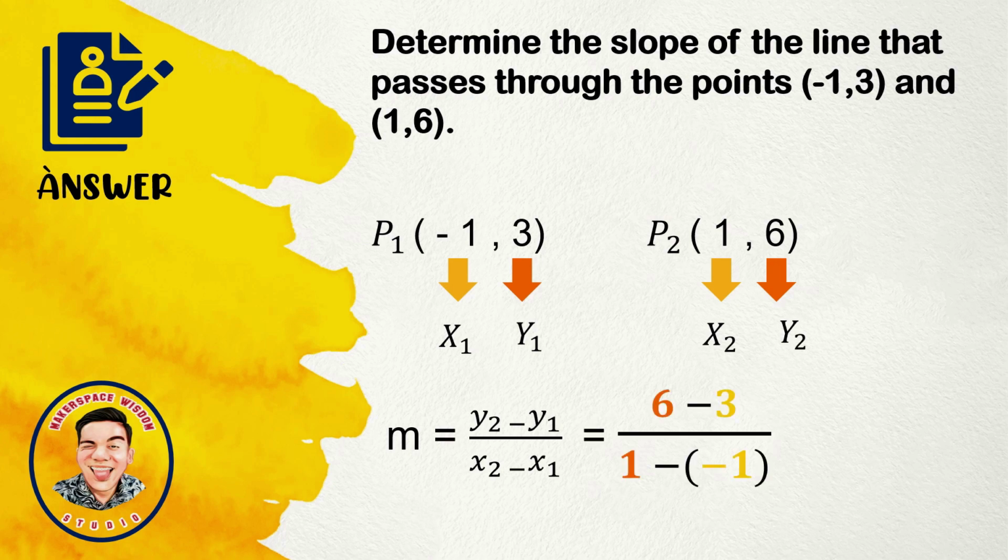Substituting it in the given formula, we have y sub 2, which is equal to 6, minus y sub 1, which is 3, all over x sub 2, which is 1, minus x sub 1, which is negative 1. Solving, 6 minus 3 is equal to 3, all over 1 minus negative 1, which is 2. So the slope of the points negative 1, 3, and 1, 6 will be equal to 3 halves.